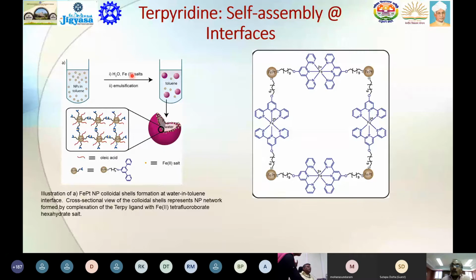In reality, this is what is happening. One iron platinum nanoparticle is bonded with a terpyridine molecule. The moment I introduce iron, the iron will go and bind with another terpyridine from another iron platinum, right? And it forms a nice network, like what you see on your right side. Can you see the network structure here? Yes, sir.